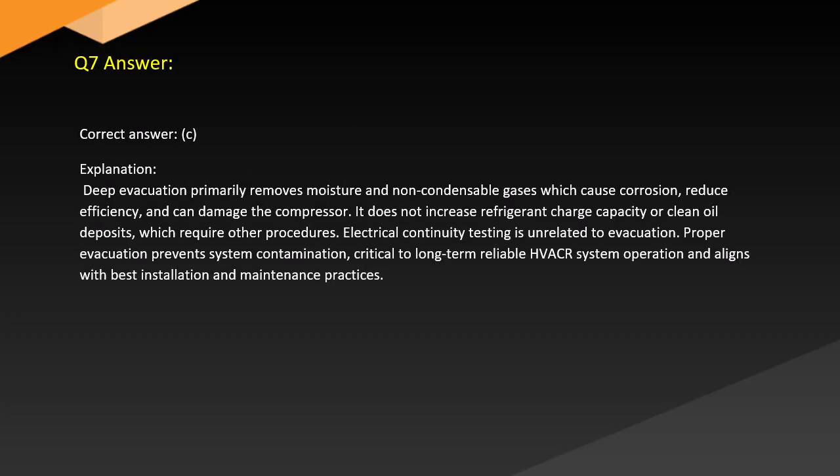Answer. Correct answer: C. Explanation. Deep evacuation primarily removes moisture and non-condensable gases, which cause corrosion, reduce efficiency, and can damage the compressor. It does not increase refrigerant charge capacity or clean oil deposits, which require other procedures. Electrical continuity testing is unrelated to evacuation. Proper evacuation prevents system contamination, critical to long-term reliable HVACR system operation, and aligns with best installation and maintenance practices.